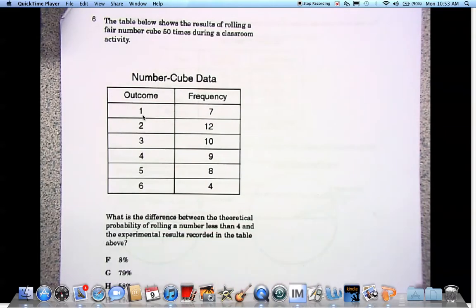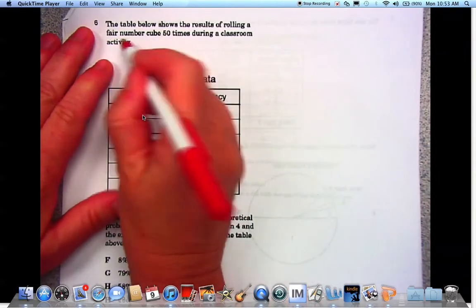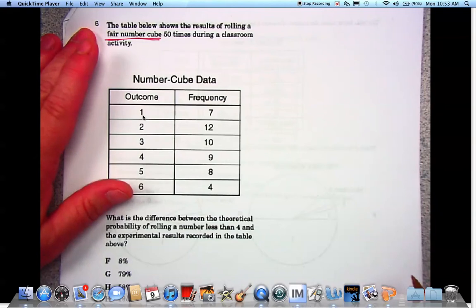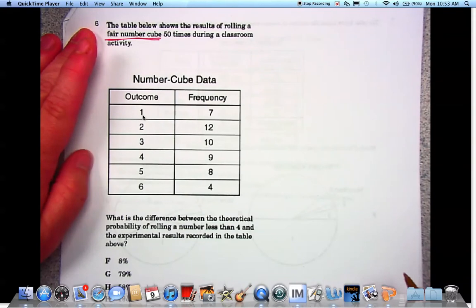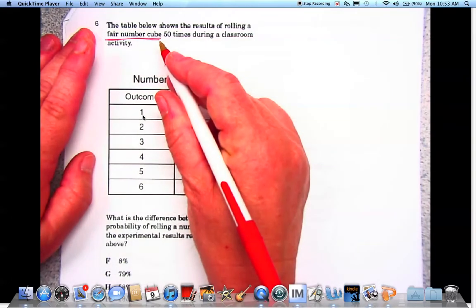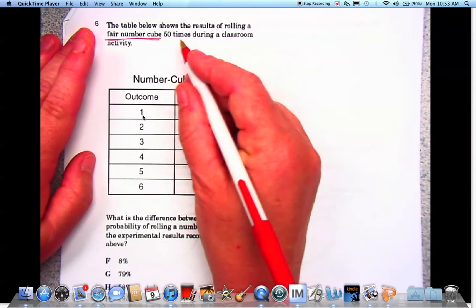It says the table below shows the results of rolling a fair number cube. Okay, what does that mean? It's an even chance to get each number. Okay, yeah, it's an equal chance to get each number. Exactly right. First of all, what's a number cube anyway? It's a die. They don't use the word die because then it would be gambling. Okay, and they can't have gambling on the tax test. So they use number cubes.